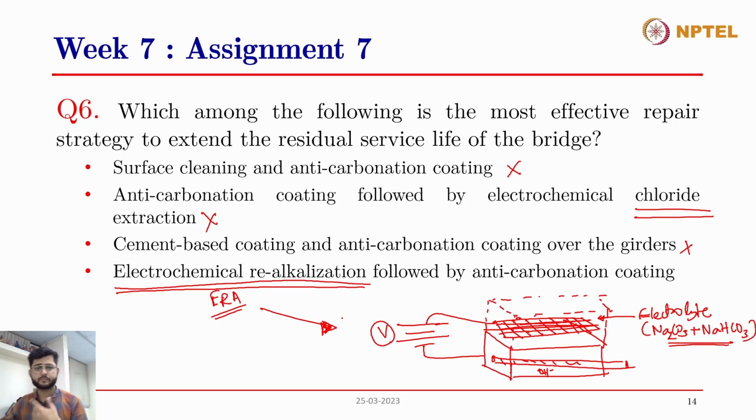So electrochemical realkalization is required wherever sufficient carbonation has occurred and the reinforcement has already started to corrode. The carbonation front has already surpassed the cover depth. We have to go for realkalization only. That is the only option. Followed by anti-carbonation coating, because after you have done the realkalization, you have restored the pH of the concrete.